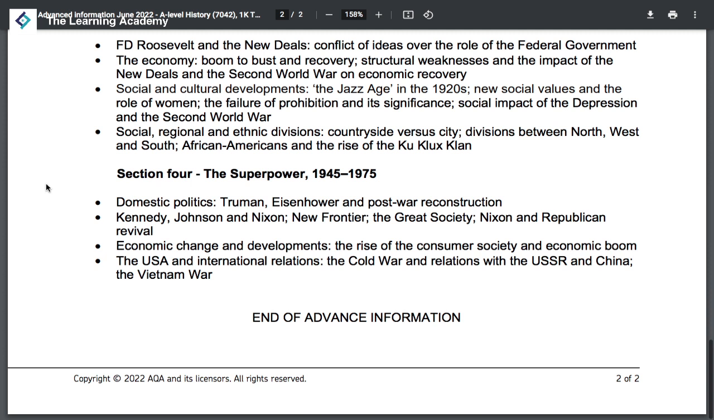We also need to know about economic developments during this period, as well as, and very importantly, international relations. So the development and growth of the Cold War, relationships between the USSR and China, and very importantly, the Korean War, as well as the Vietnam War.